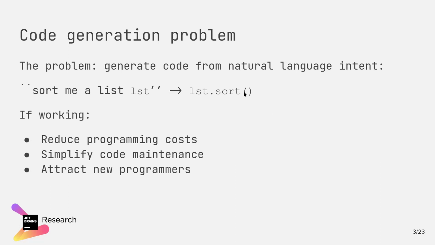If code generation is well implemented, it would greatly reduce the cost of creating new programs. It will simplify code maintenance and will attract new programmers who may have limited programming experience. Thus, we can argue that the code generation problem is quite literally a $1 billion question, and working on code generation models may be useful and profitable.